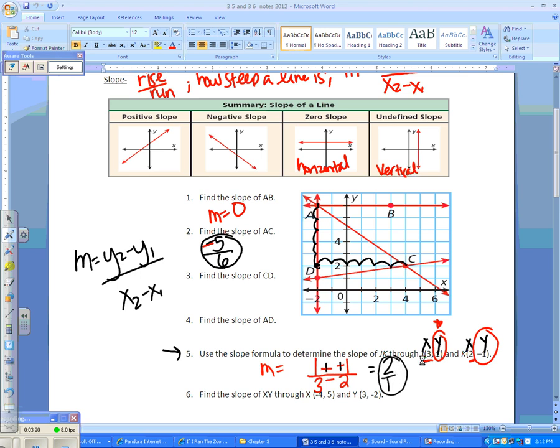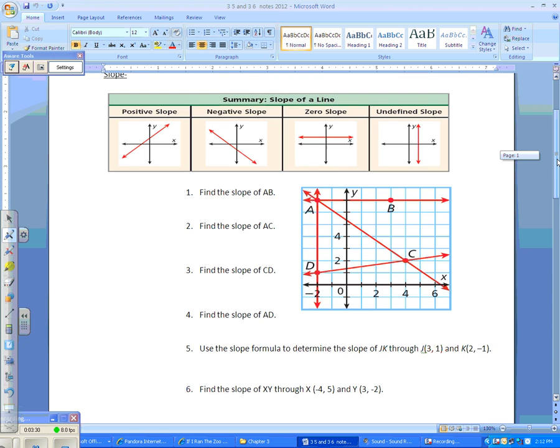If you wanted to check it, you're more than welcome to graph it and count just like we did up here. So you're responsible for doing 3, 4, and 6. I need to see it in class if you want that stamp.